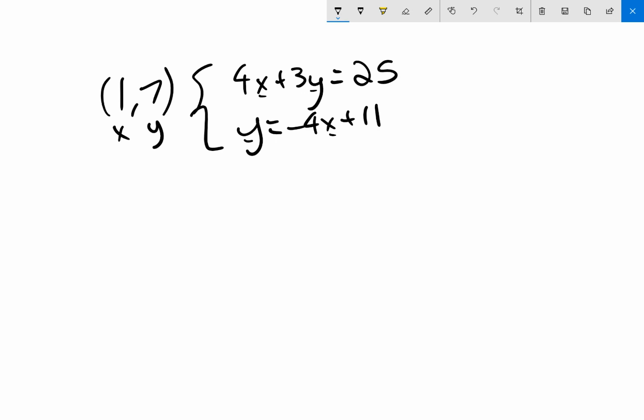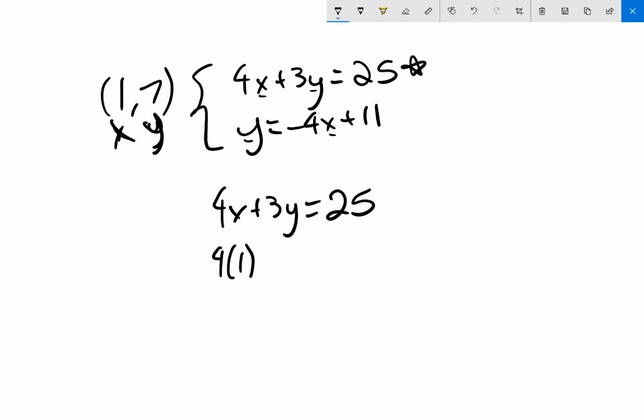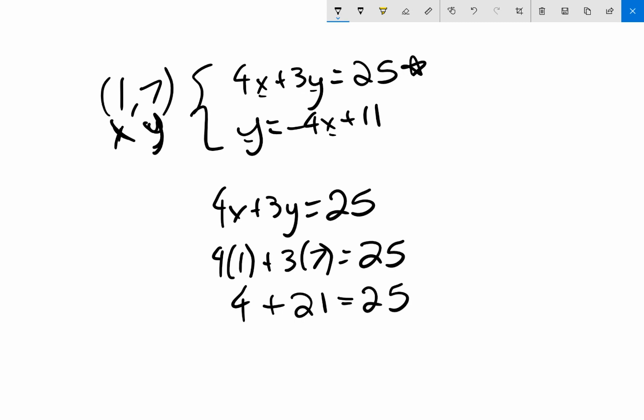So let me demonstrate. All I'm going to do here is plug in 1 where I see x and plug in 7 where I see y. But I'm going to do the first equation first. So I had 4x plus 3y equals 25, right? But I'm going to plug in 1 for x and 7 for y. So that's going to be 4 times 1 plus 3 times 7 equals 25. So now let the calculator do the work. All you've got to do is verify that this all equals what it's supposed to equal. 4 times 1 is 4, and 3 times 7 is 21. So what's 4 plus 21? 4 plus 21 is 25. So 25 equals 25. That's obviously true, right?